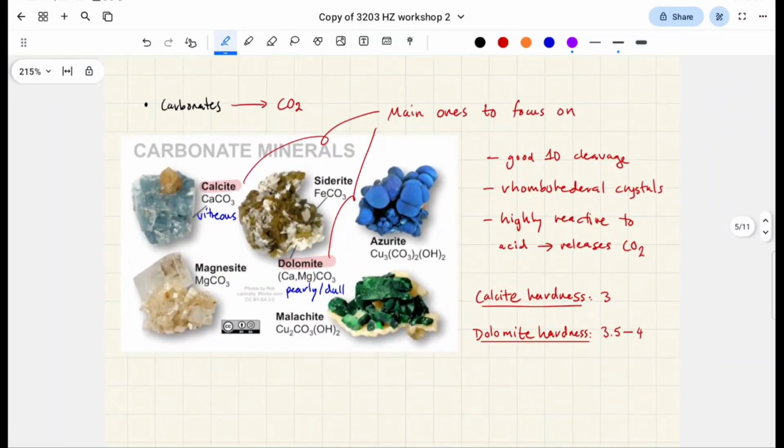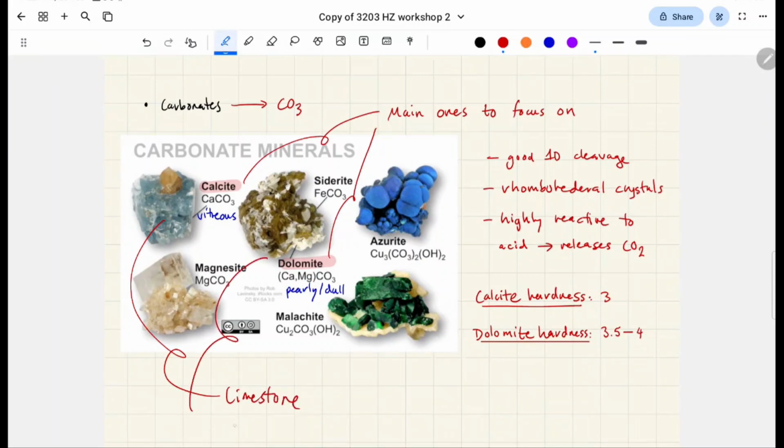Your carbonates, should be a 3. Your carbonates, there's a bunch, but you'll mainly be focusing on calcite and dolomite. Calcite is the main ingredient in making limestone, right? And dolomite, there's a similar one called dolostone. Dolostone has calcite and dolomite in it, whereas limestone primarily consists of calcite.